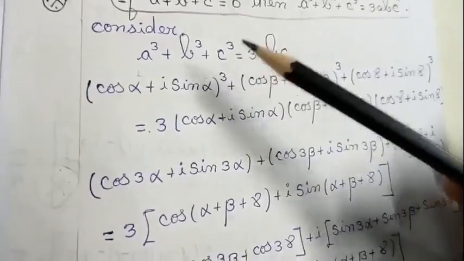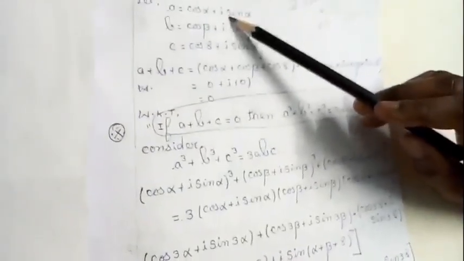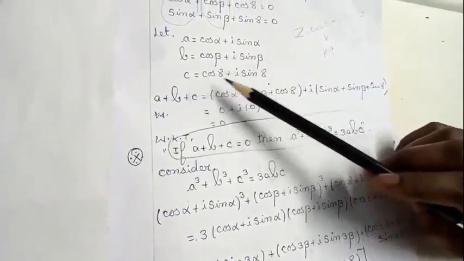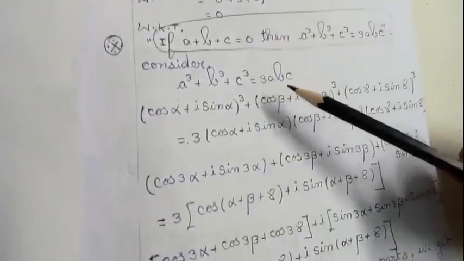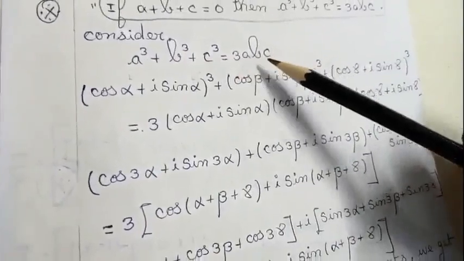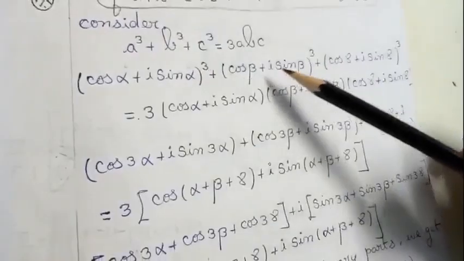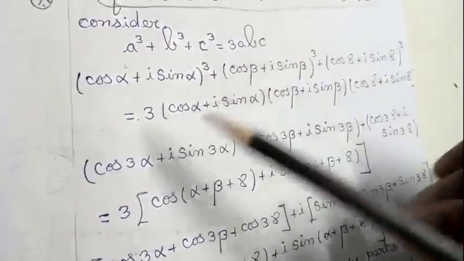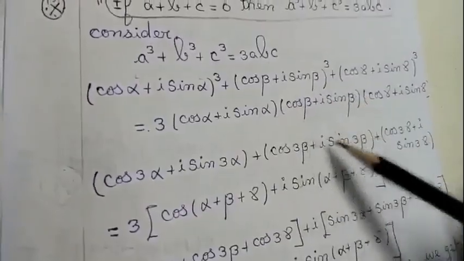First I have fixed the value for A, B and C. That is A equal to cos alpha plus I sin alpha, B equal to cos beta plus I sin beta, C equal to cos gamma plus I sin gamma. What I am going to do is just replace A, B, C by those complex values. That is cos alpha plus I sin alpha the whole cube, and similarly it goes on for beta and gamma, equal to 3ABC. 3 into cos alpha plus I sin alpha into beta values and gamma values.